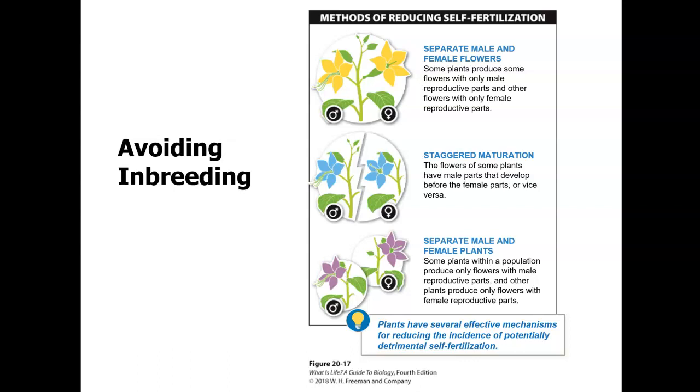And then they separate the male and female plants completely. So you'll have one plant that only produces the male parts, and then you'll have one plant that only produces the female parts, and this keeps them separated.